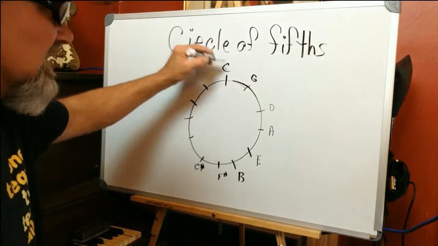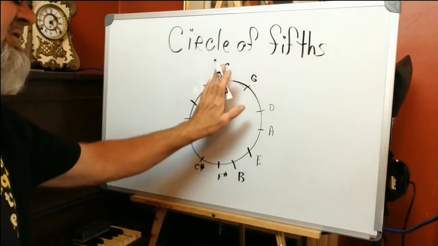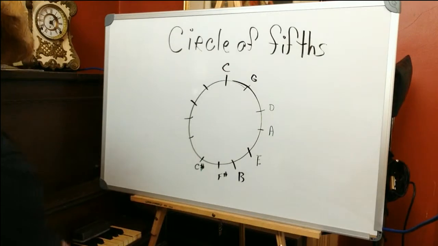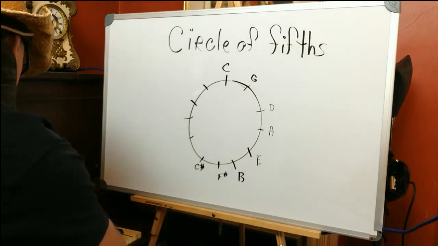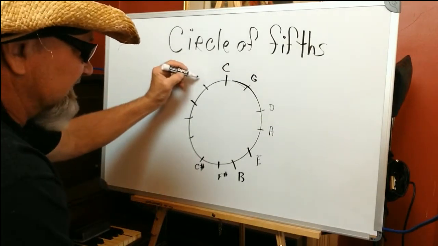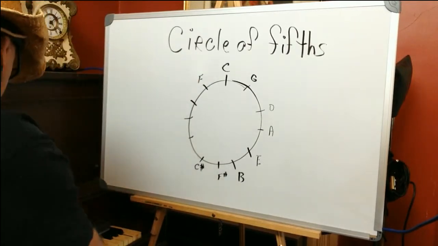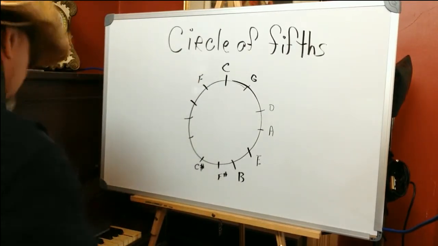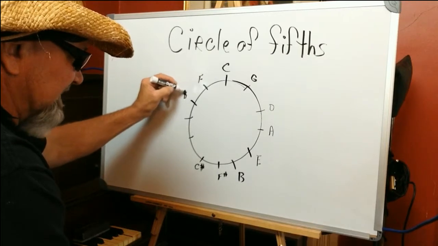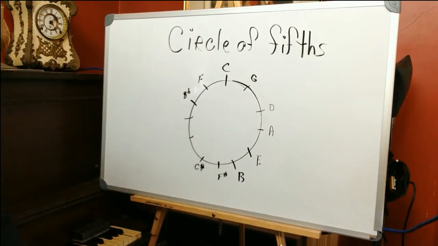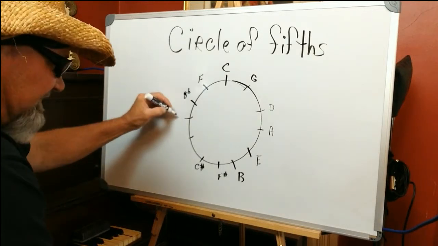Then we want to go backwards. We want to take the fifths going backwards. So we start at C, go up 8, and we have an F. Up 8 again, we have a B flat. This will make sense in a minute, I'm just laying it out. Up 8 again, we have an E flat.